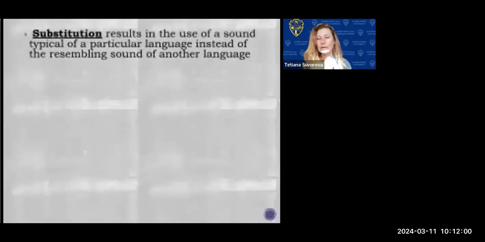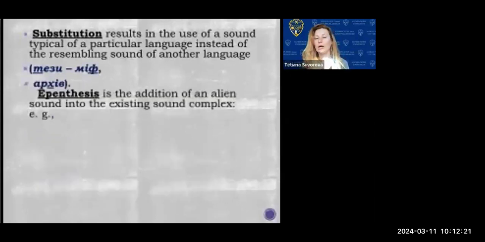Okay, so the next one is substitution, that results in the use of a typical or particular language sound instead of the resembling sound in another. For instance, thesis, not s is used; myth, not t, but f in Ukrainian language. Greek word archive in Ukrainian, a substitute was used because it's more pleasant for hearing.